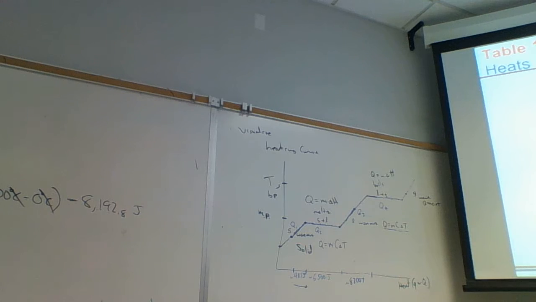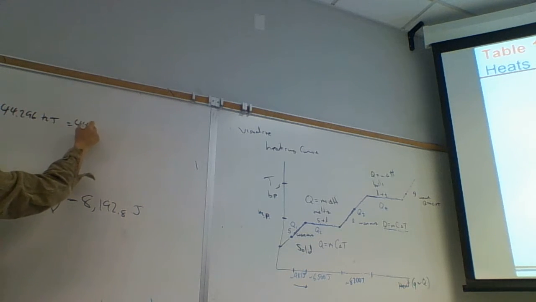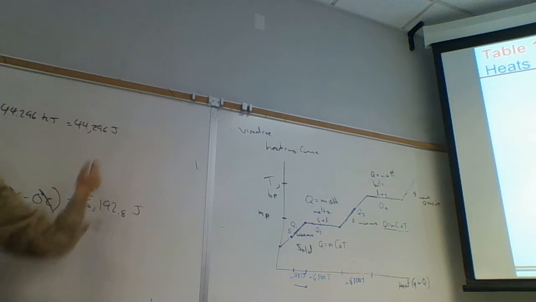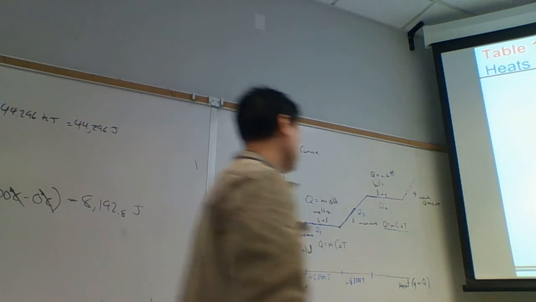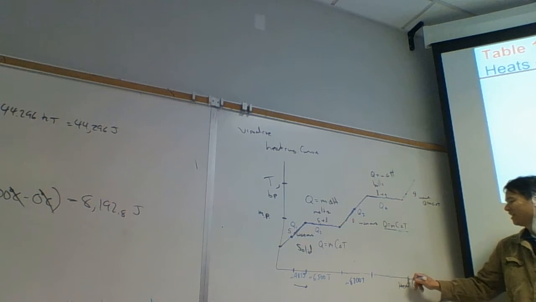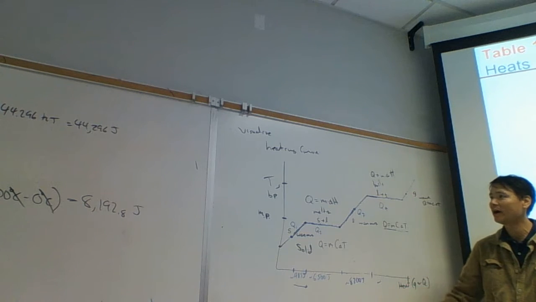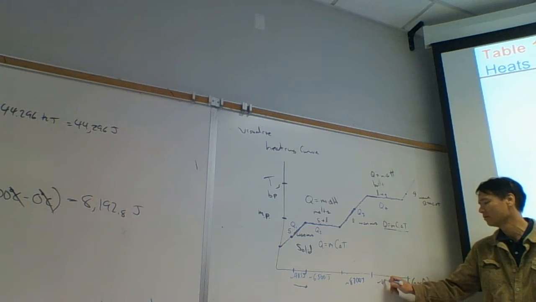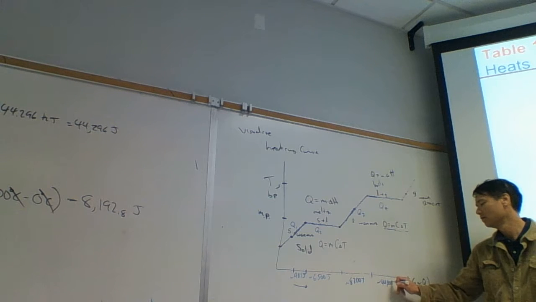0.6 times 2.26 is 44.296, which is 44.296 kilojoules, or 44,296 joules. So this next segment here is going to cost us about 44,000 joules.